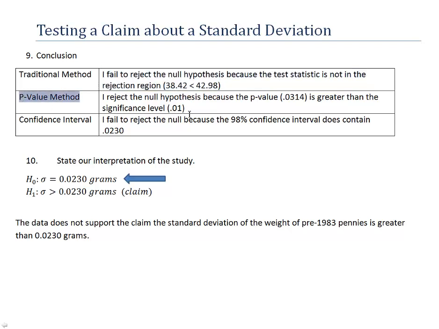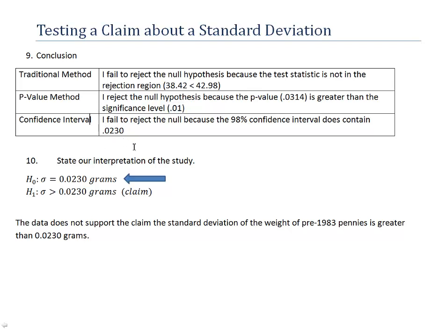In the p-value method, I compare two probabilities. I compare the p-value with the significance level. The little poem goes, if the p is low, the null must go. If the p is high, the null will fly. The p-value is 0.03. It's greater than the significance level, 0.01. So that means I would fail to reject the null. The p is high, the null will fly.